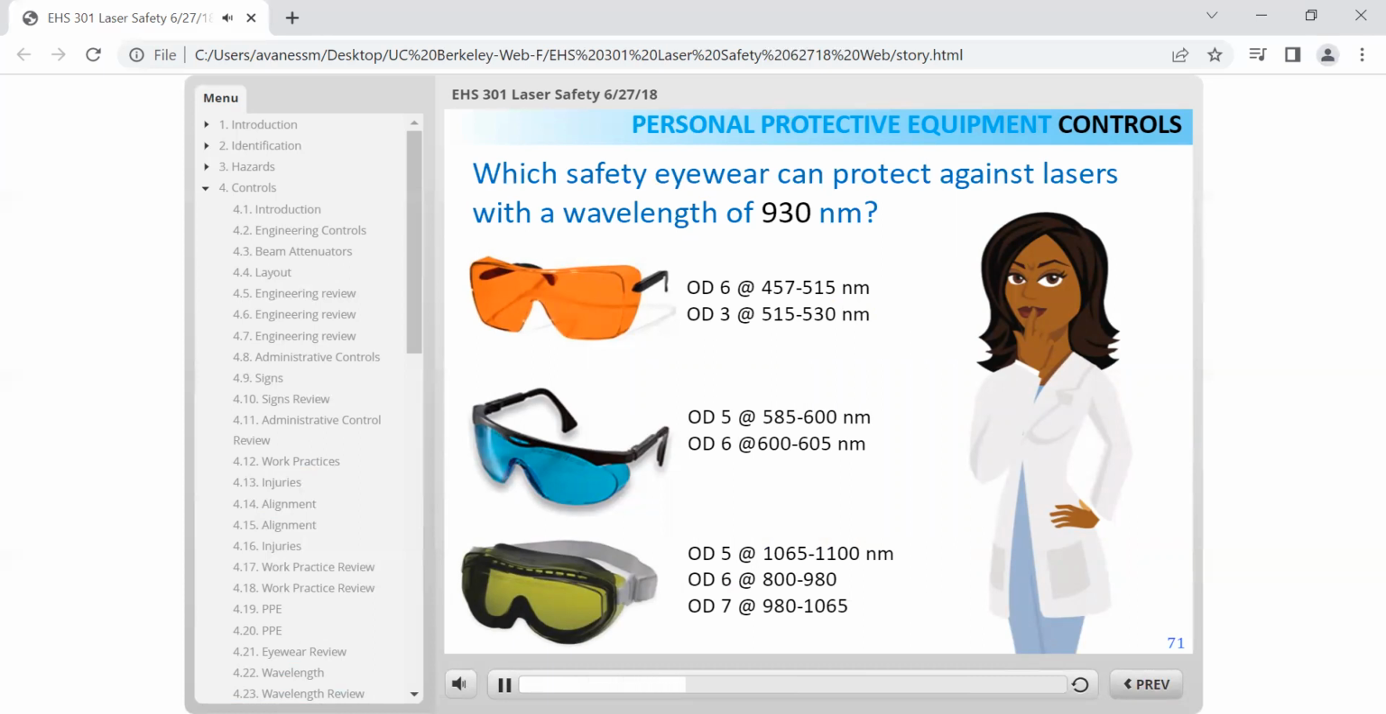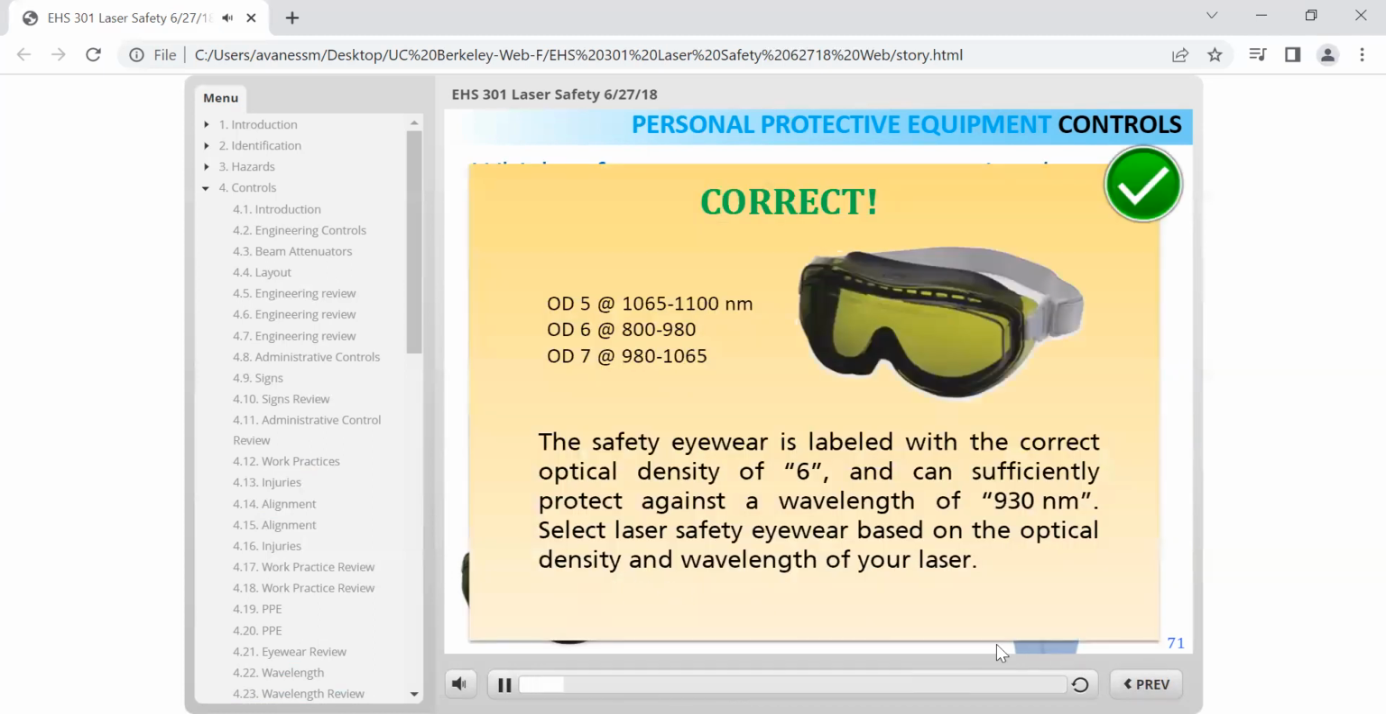What do you think about this situation? Dr. Ducut has determined that she needs a high optical density of 6 to use with a laser that has a wavelength of 930 nanometers. Which safety eyewear can provide her the protection she needs? That is correct. The safety eyewear is labeled with the correct optical density of 6 and can sufficiently protect against a wavelength of 930 nanometers. Select laser safety eyewear based on the optical density and wavelength of your laser.